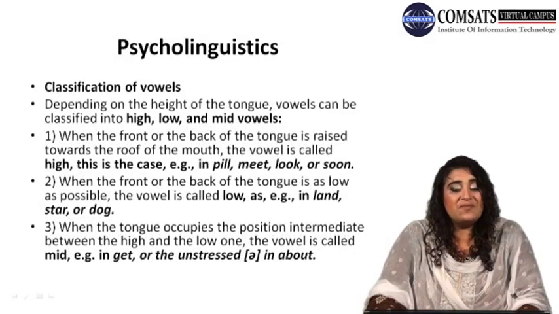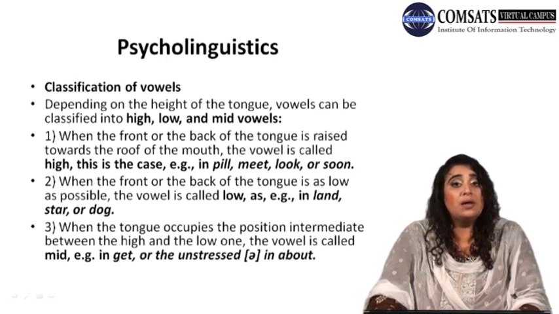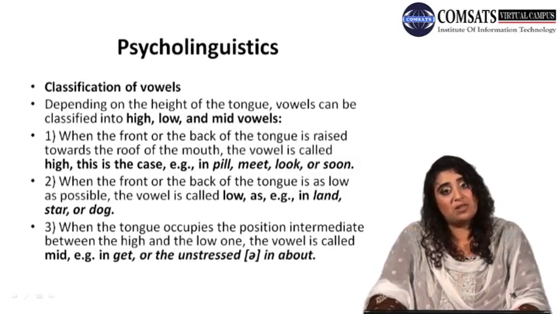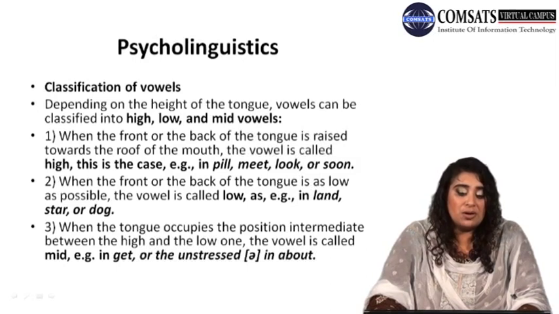So when we come to the classification of vowels, depending on the height of the tongue, vowels can be classified into high, low, and mid vowels. Number one, when the front or the back of the tongue is raised towards the roof of the mouth, the vowel is called high. This is the case, for example, in pill, meet, look, or soon. When the front or the back of the tongue is as low as possible, the vowel is called low, as, for example, in land, star, dog.